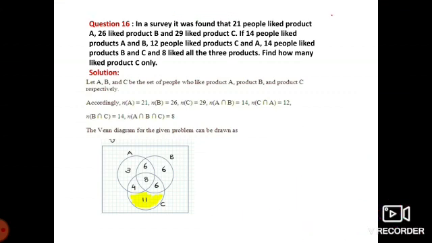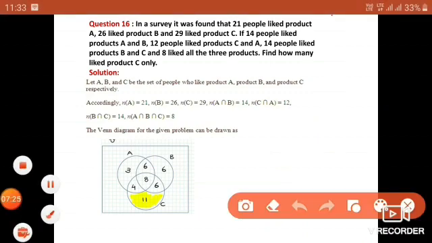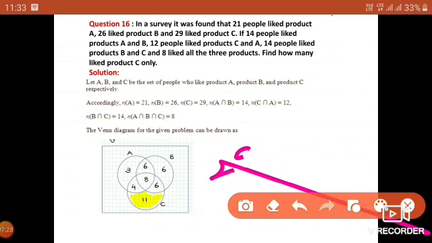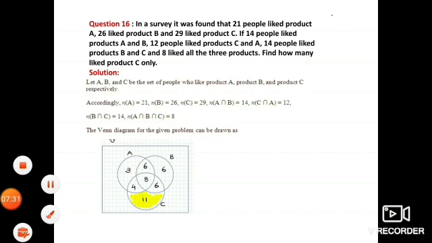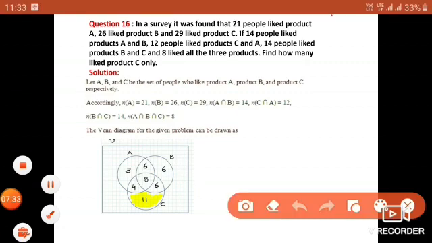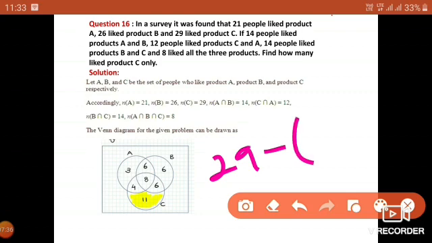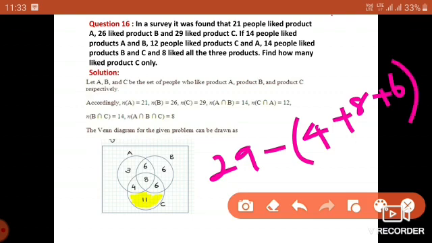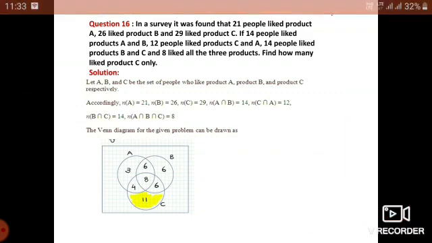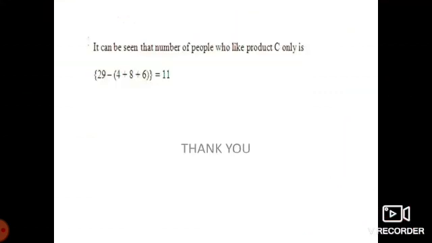Similarly, you have to find out for C also. How many people like product C? Total is 29. So you have to take 29 minus of the remaining values 4 plus 8 plus 6, that is 18, is it? So what is the remaining here? That is equal to 11, that is filled up here. So the people who liked product C alone is 11. You can write it from the Venn diagram itself.